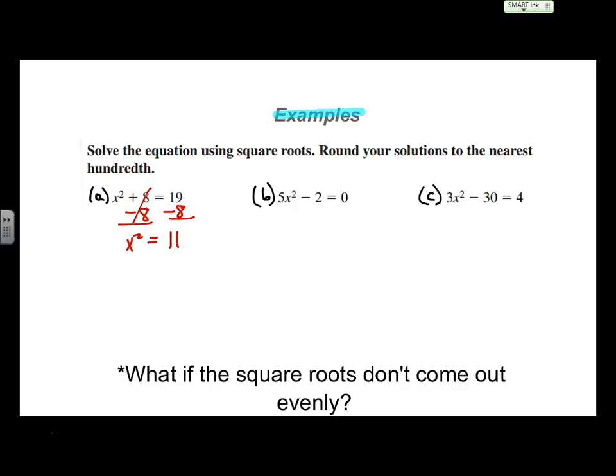Dylan, help me out. If I have x squared equals 11, how do I undo the squared? Don't say divide. It's not division. It's a square root. We're square rooting. It's a positive number, so plus or minus. Hold on. Square root of 11. What on earth is the square root of 11?